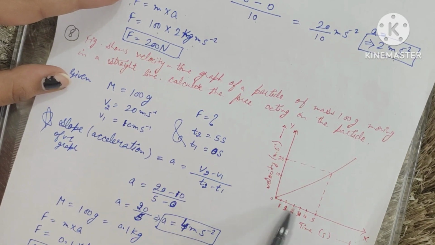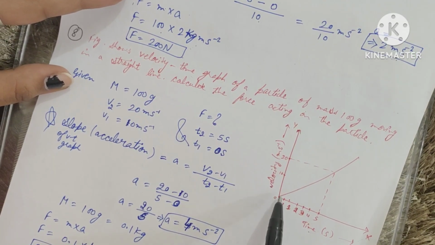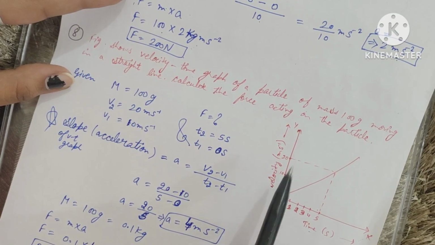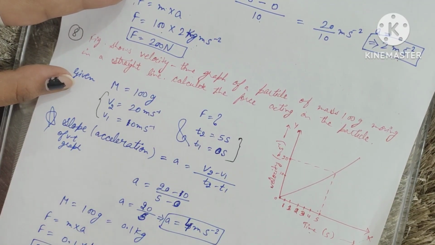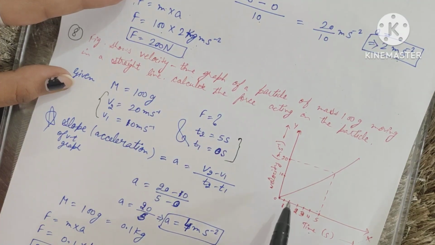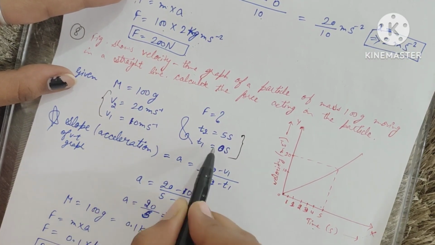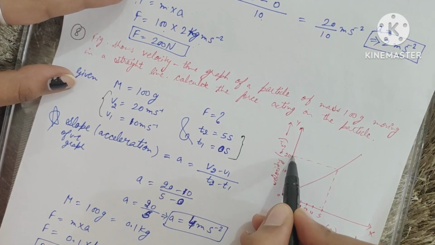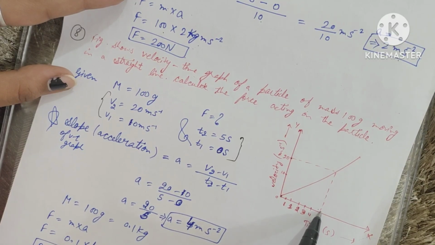Firstly, from this given graph, we will find the values of t which is on the x-axis. Its initial and final values we will find out. Then find out the velocities, initial and final values. These are here. Hope these are clear. At the 0 point, both are at 0. So v1 is 0, time taken is 0. At v2, this is the maximum velocity, 20, and corresponding to it the time taken is 5 seconds.